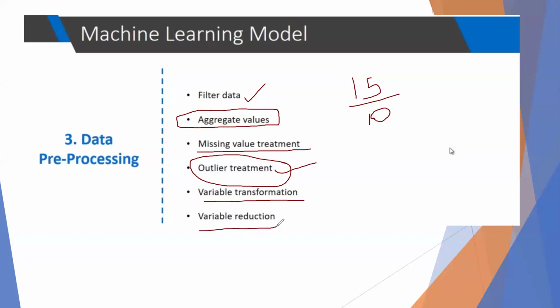Then we have feature reduction. If we have 15 to 20 columns, we do not require all of them, so we are not including those in our project. We will exclude them so that it minimizes our computation. So data pre-processing is the next important task after data collection.